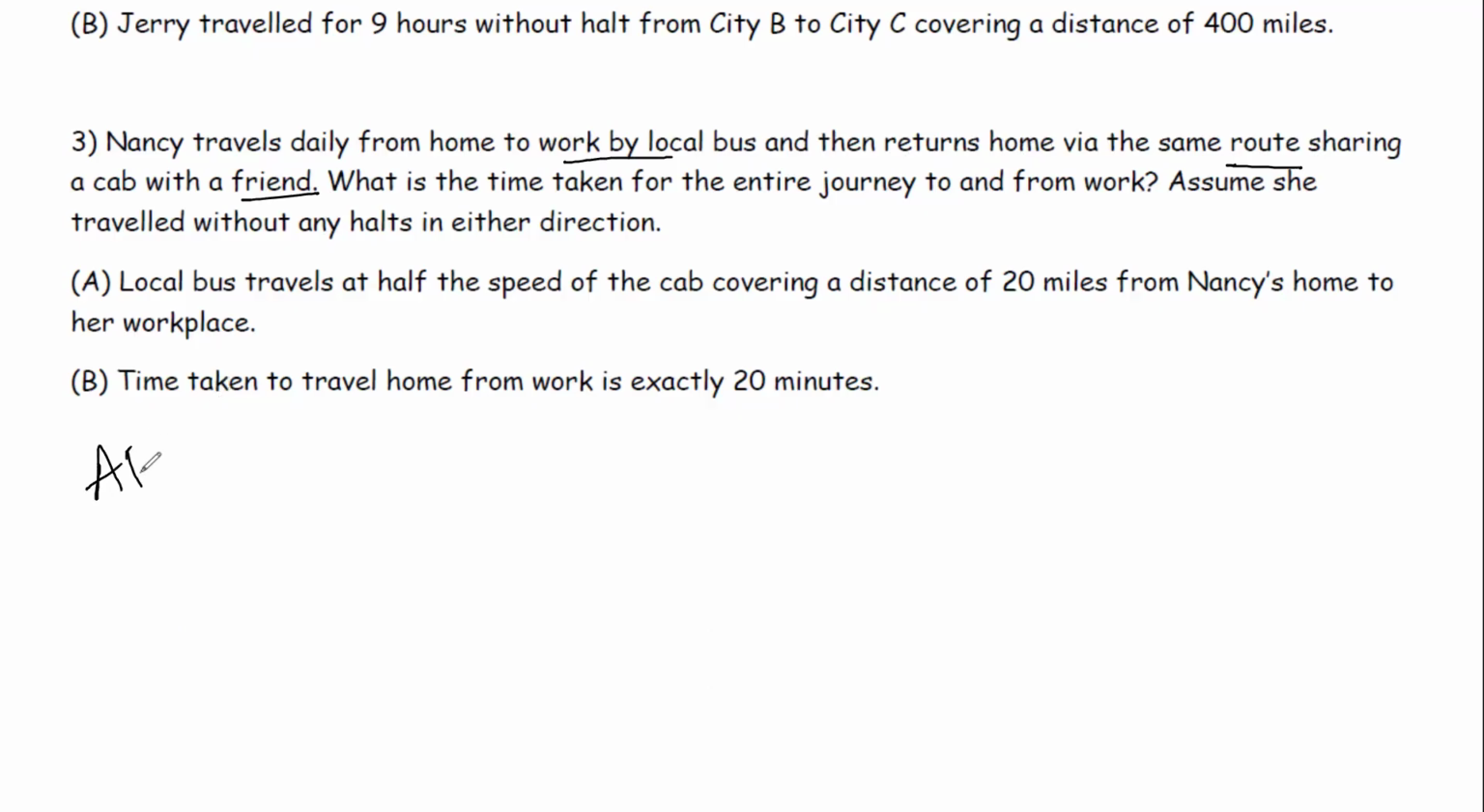Statement A: The local bus travels at half the speed of the cab, covering a distance of 20 miles from Nancy's home to her workplace. So from A, we come to know that the distance between work and home is 20 miles. And because it's stated that she returns home via the same route, it is 20 miles while coming back as well. But we don't get to know the time because we don't know the number for the speed. So A is out, D is out. It's B, C, or E.